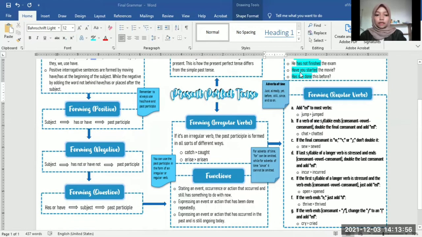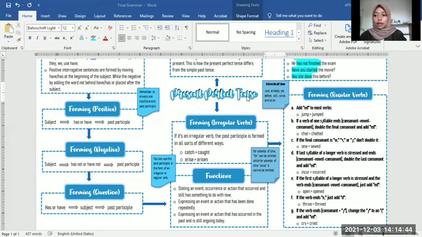The next is forming for positive. Forming for positive, subject plus has or have plus past participle. Forming for negative, subject plus has not or have not plus past participle. Forming for question, has or have plus subject plus past participle.